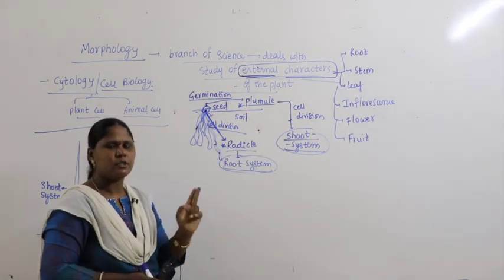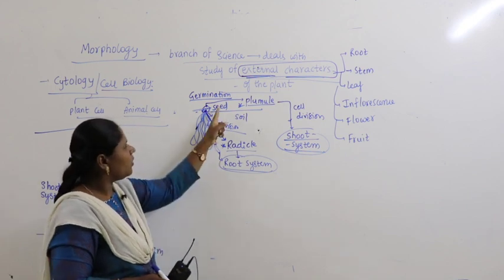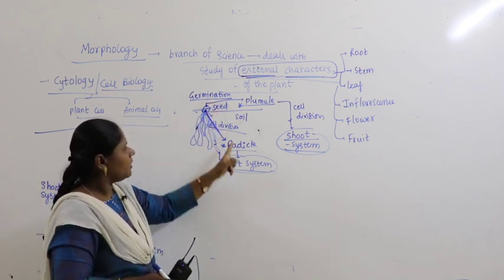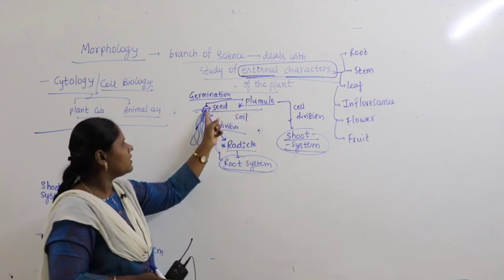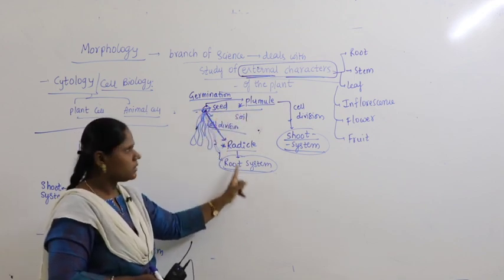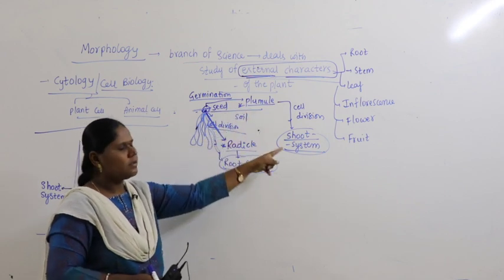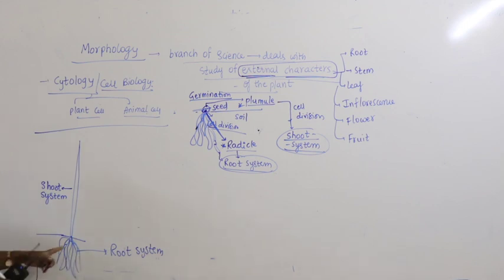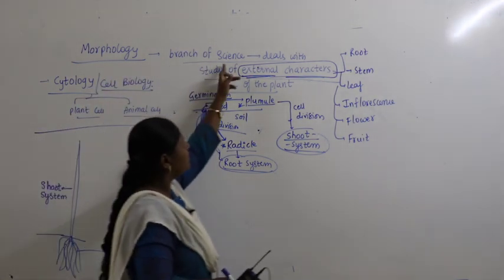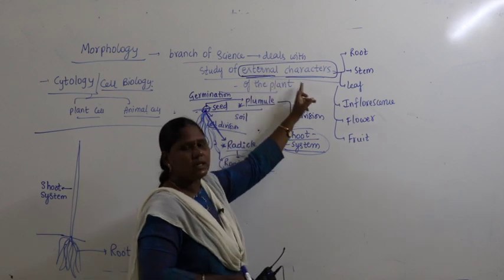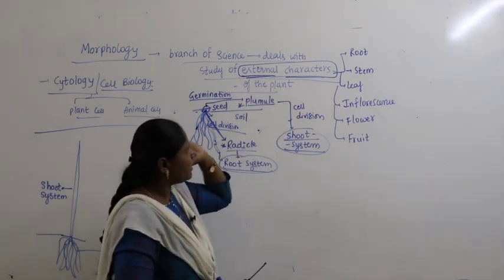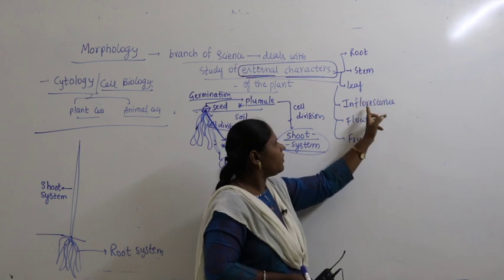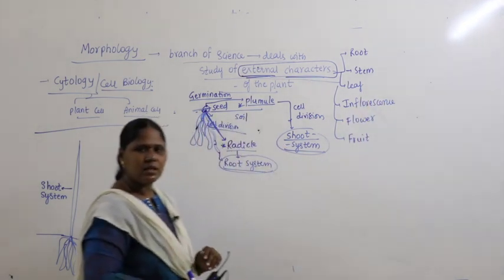So the two cells which play a very important role at the time of seed germination are nothing but the radicle and the plumule. The radicle is the down cell, gives rise to the root system. The plumule is the upper cell, gives rise to the shoot system. Now, seed upon germination gives rise to a plantlet with a root system and shoot system. Now, what is morphology here? It is a branch of science that deals with the study of external characters of the plant. What are external characters? Root, stem, leaf, inflorescence, flower and fruit are called external characters.